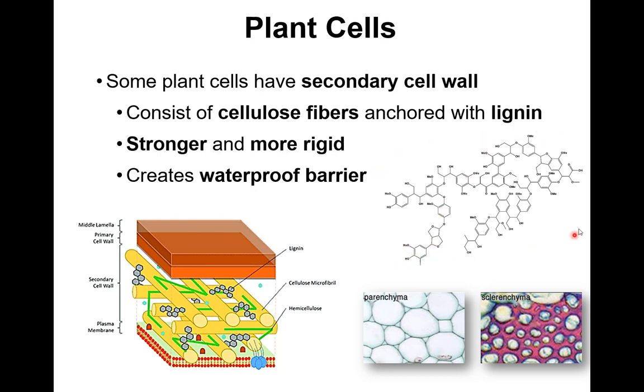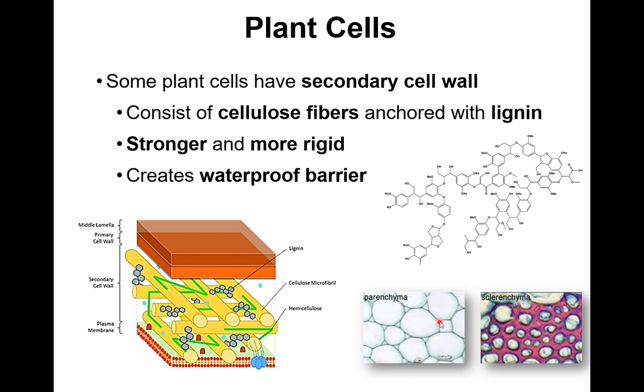This is the structure of lignin right here. And so this is deposited within this matrix, along with cellulose and hemicellulose and so on, making these secondary walls very thick and much stronger than the primary cell wall. Not only that, but this also creates a waterproof barrier, and that's the reason why you find this type of secondary cell wall also in some cells that are responsible for the movement of fluids throughout the plants, as when we talk about xylem, we'll see later on.